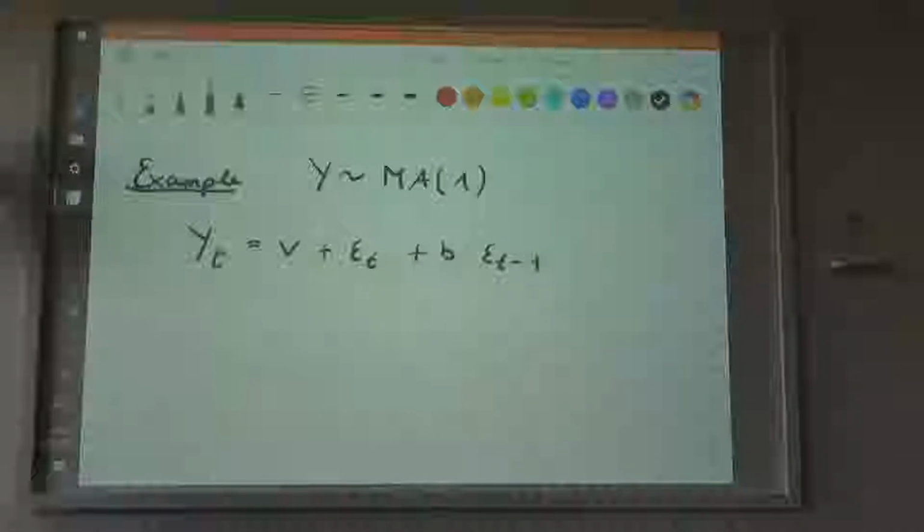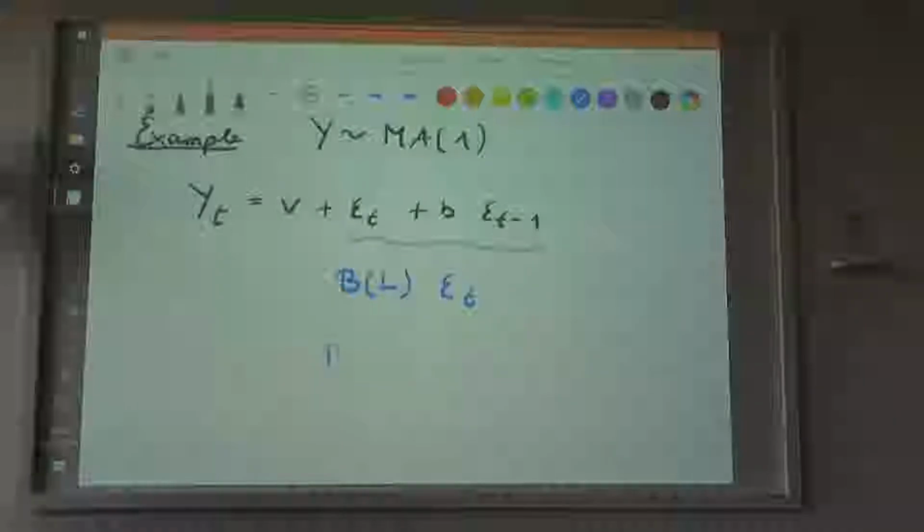Now, if you remember the lag polynomial, then you can summarize this expression by using the lag polynomial. I'm going to introduce here the lag polynomial, called capital B, and multiply that by the noise. If the lag polynomial is equal to 1 plus B times L, then that's what you're going to see.